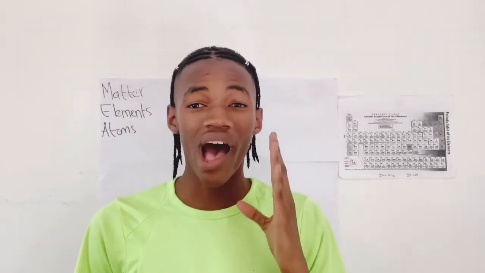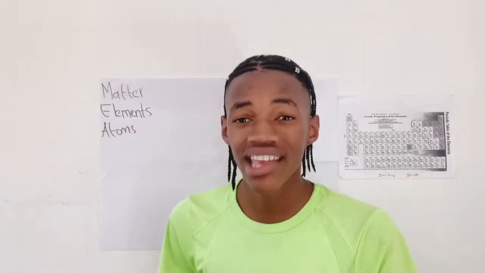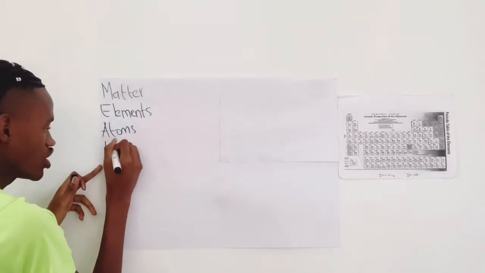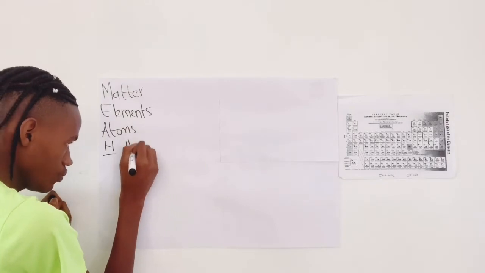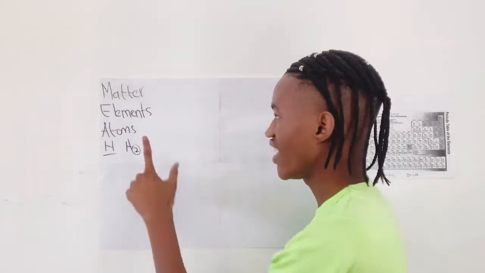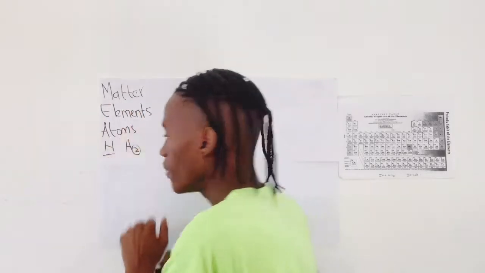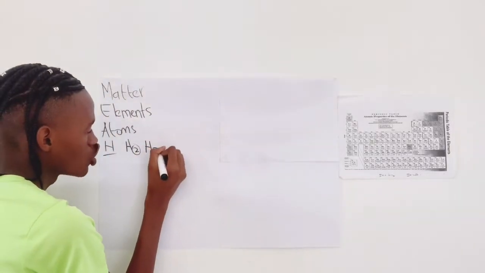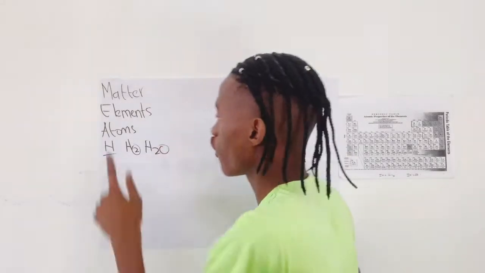So now with atoms, we can have monatomic atoms, whereby it's just one atom. Then we have diatomic atoms, where it is two atoms of the same element. So now we can have H, this is monatomic. Then if we have H2, that is diatomic, which is two atoms of the same element. But then when we have H2O, we have three atoms composed of two elements.